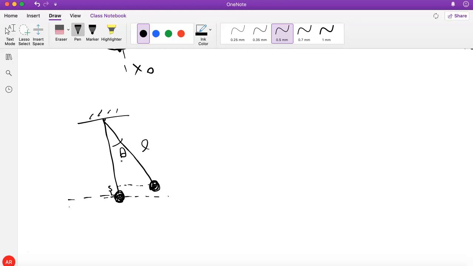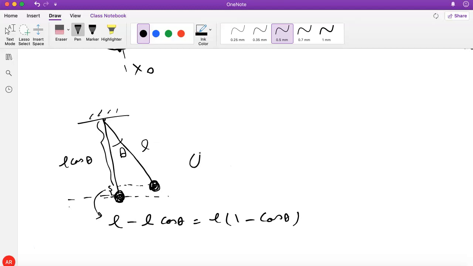Let's say the length of the pendulum is L. From here to here I have L, and from here to here I have L cosine theta. That's adjacent to theta in a right triangle whose hypotenuse is L. So this length here is L minus L cosine theta, which is, factoring out the L, L times 1 minus cosine theta. So you can always write U of theta as mgL times 1 minus cosine theta.